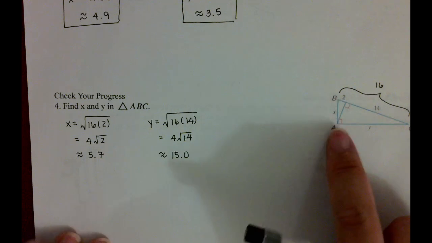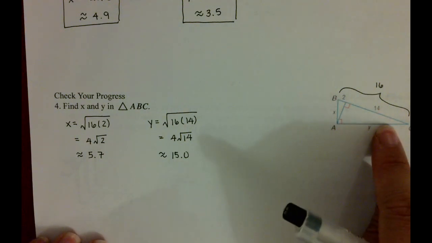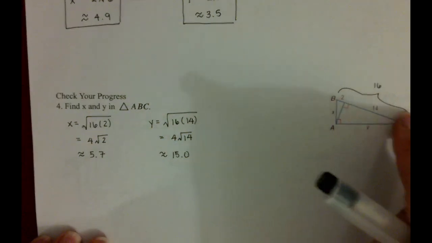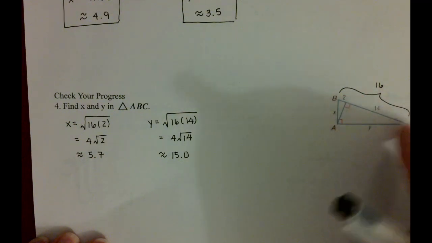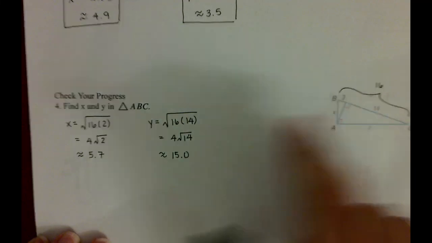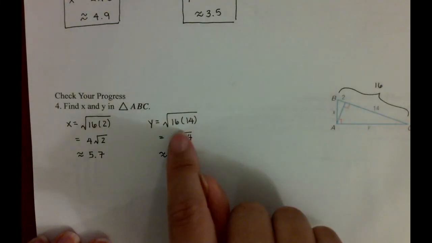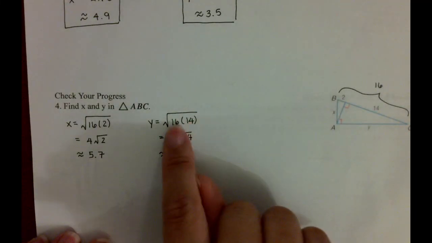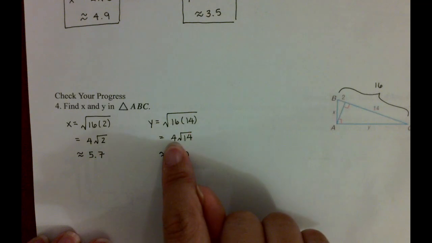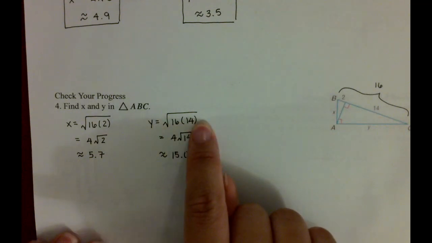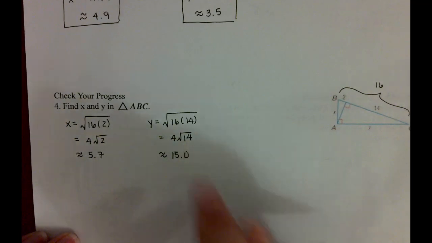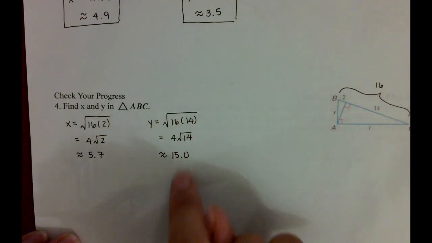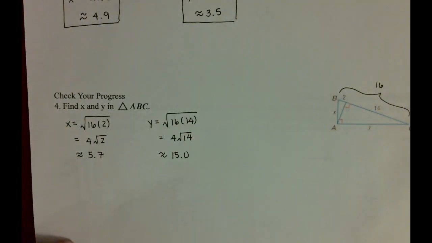So y, also a leg, is the whole hypotenuse, so the whole thing is 16, times the part adjacent to it. So this is the part that's right next to it, right? So 14. Then again, I didn't have to multiply it in. 16 is already a perfect square, so that comes out as 4. 14 is only 2 times 7, no perfect squares to take out, so it stays as square root of 14. Plug into my calculator, I get 15.0 when I round. Okay?